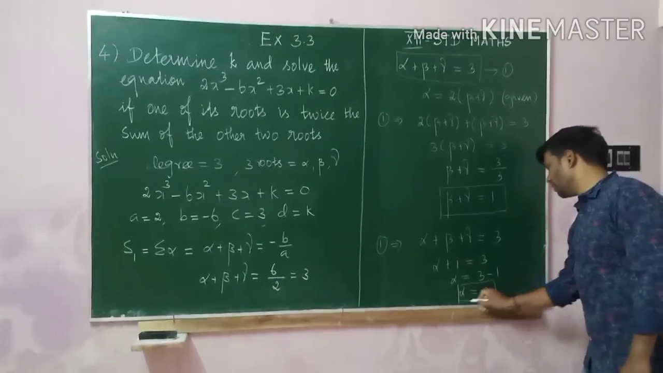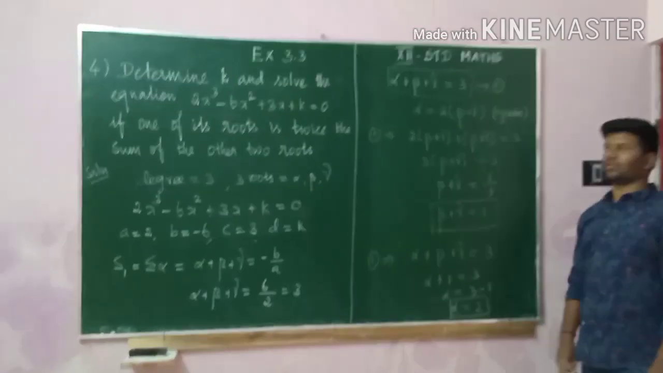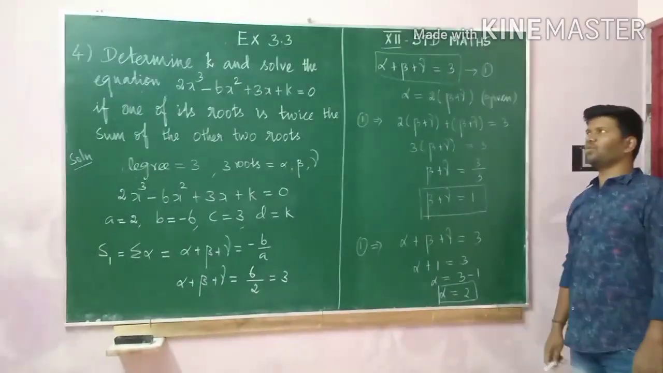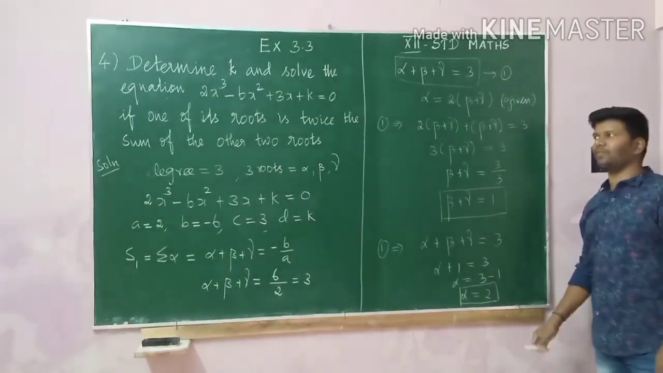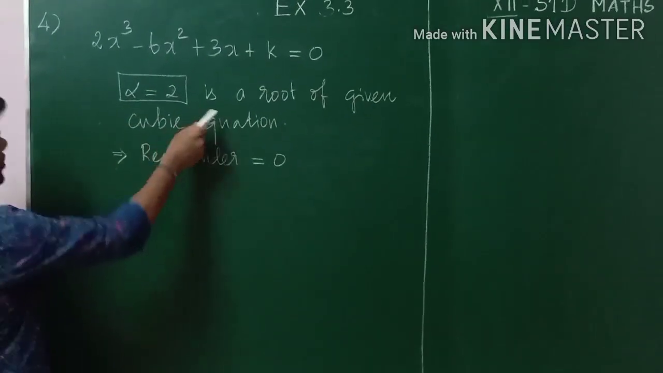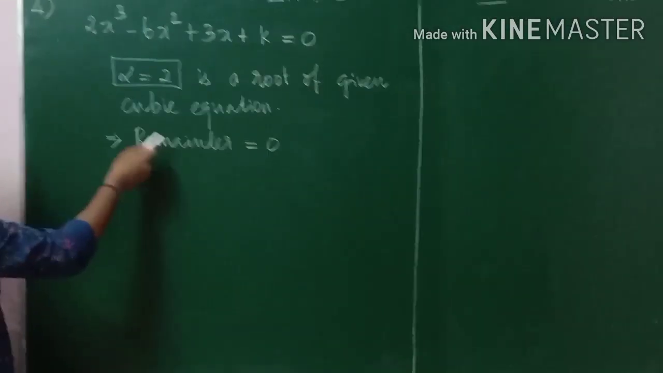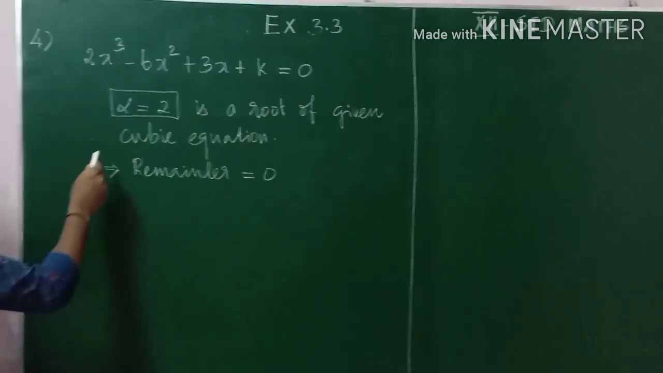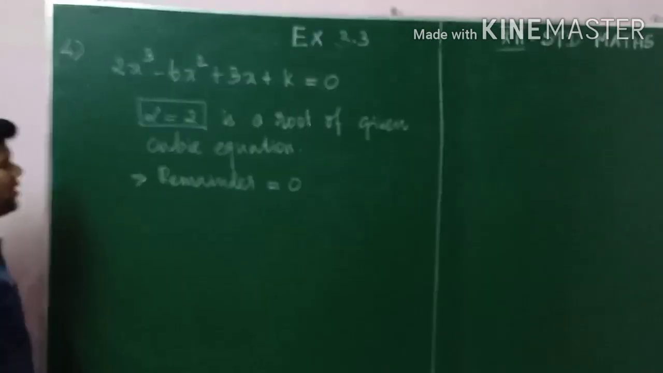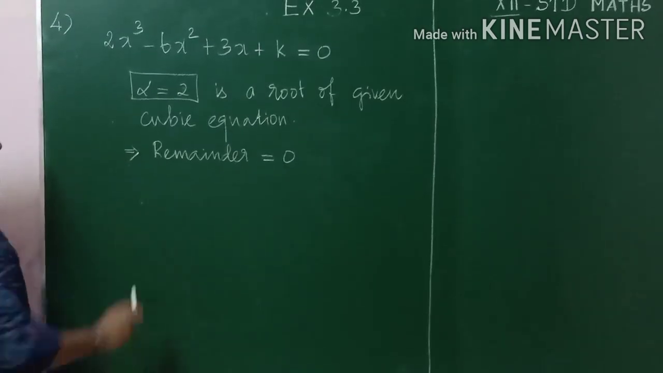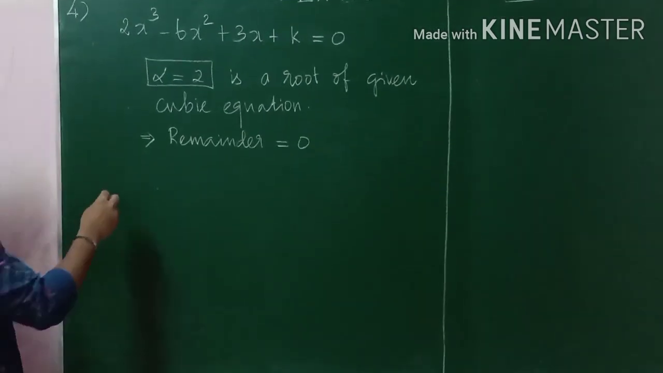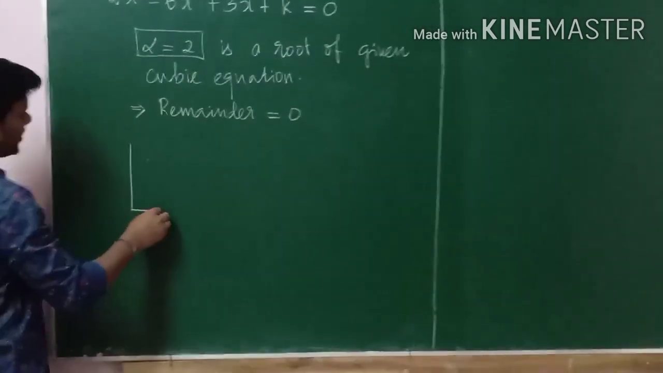So we have found one of its roots. We have to find the other two roots. Also we have to find the value of k. So alpha is equal to 2 is a root of the given cubic equation. If alpha is equal to 2 is a root, of course we will get remainder 0. So we can solve this by synthetic division.